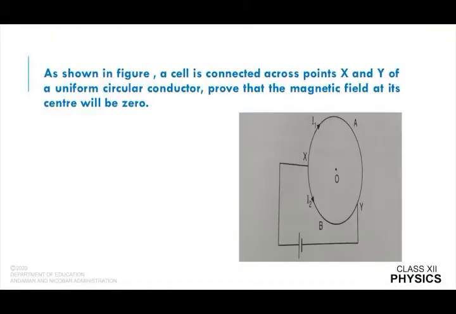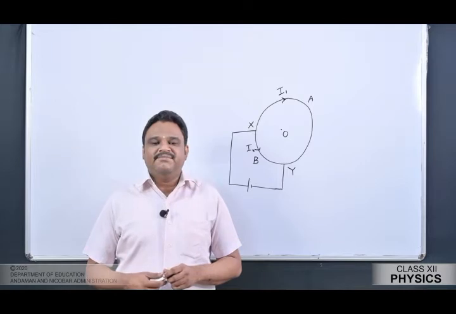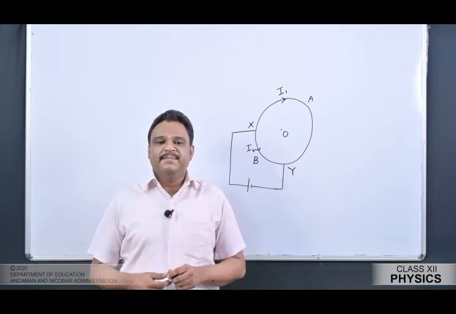What the first question says: as shown in the figure, a cell is connected across points X and Y of a uniform circular conductor. Then you are going to prove that the magnetic field at its center will be 0.